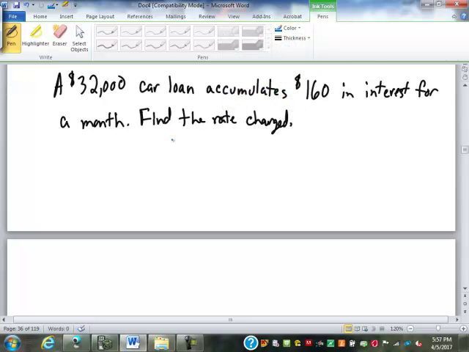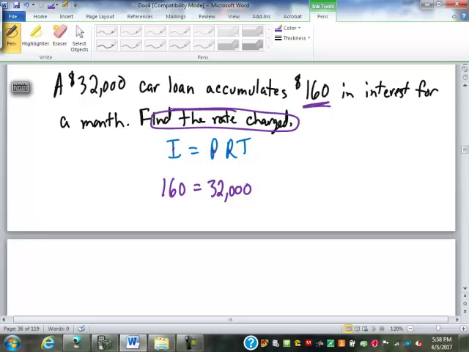So here we still have our formula. I equals PRT. But in this case, we know the interest. What goes in for I? 160. Do we know the principal? 32,000. Do we know the rate? We're being asked to find the rate. So R we do not know. Do we know the time? A month, 1 month, so 1/12.